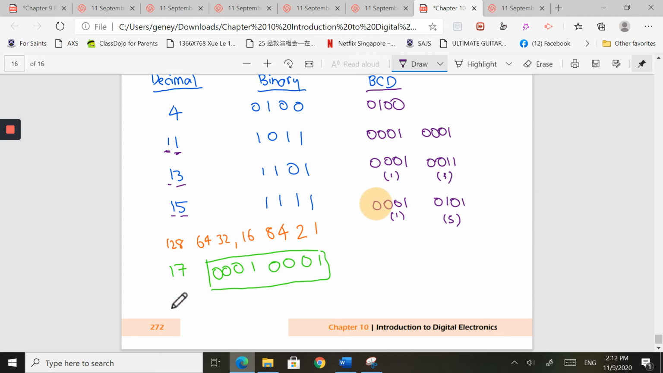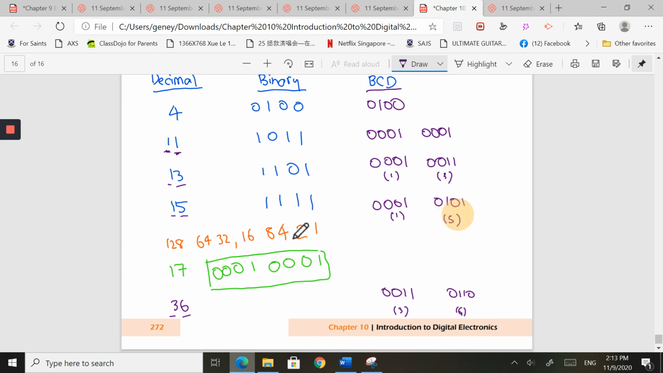What if I have a number 36, for example? So a 3 is 0011. Okay, this is the 3. And the 6, remember to make 6, I add 4 plus 2, yeah? So it's 0110. So this is my 6. Okay? So this is how you jump between decimal to binary to BCD.